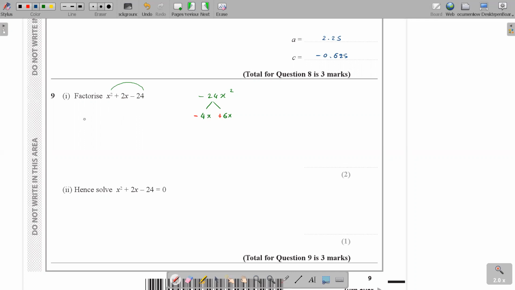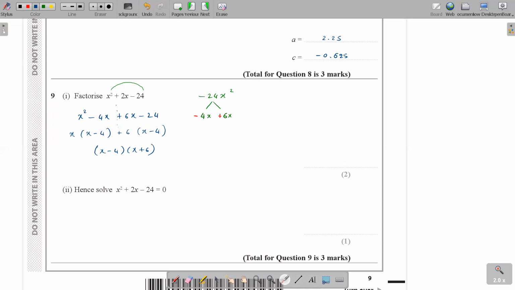So you could write here x square minus 4x plus 6x minus 24, and then you take the common thing out from this pair. You take x out, you get x minus 4, plus 6, you get x minus 4. So then you get here x minus 4, x plus 6. So this is one way of getting your answer. So there may be many of you who might get this answer directly. So that's perfectly fine. There you won't be penalized. You can write the answer directly at once.